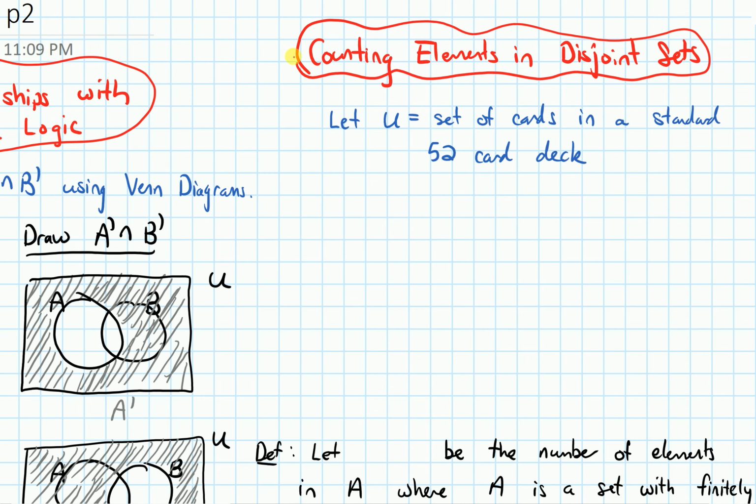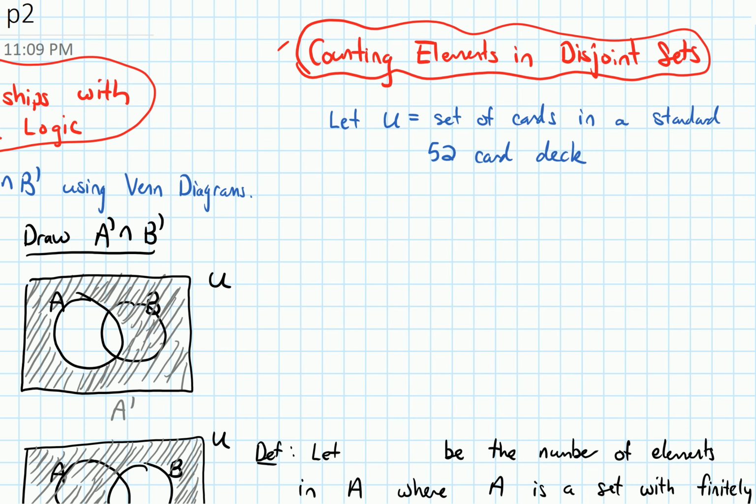In this video, we will talk about how to count the number of elements in disjoint sets. So disjoint sets are when two sets have no overlap. There are no elements that are common to them. So we will explain how to do this using an example involving a deck of cards.